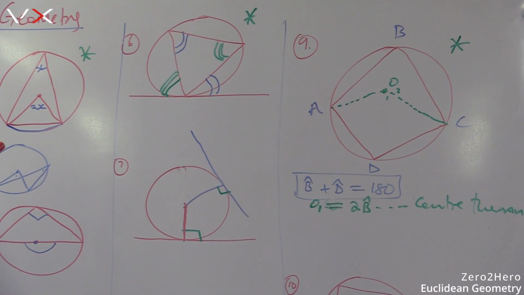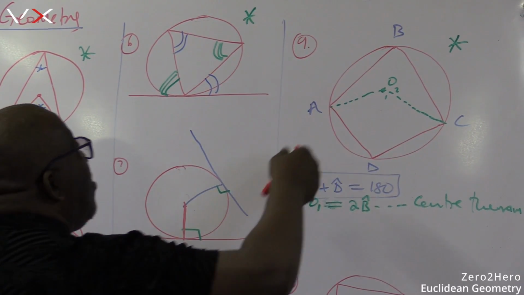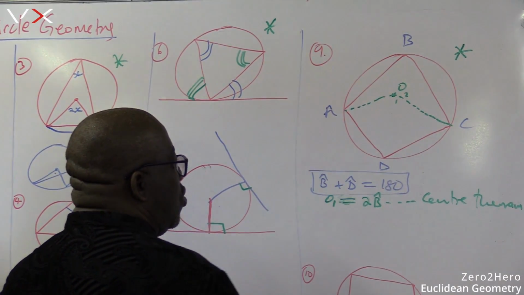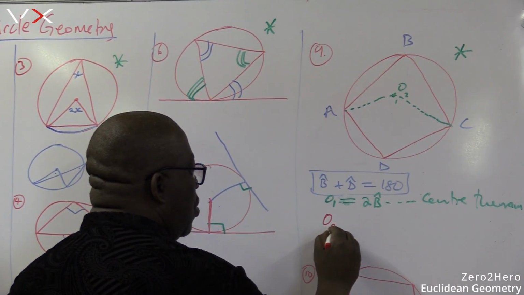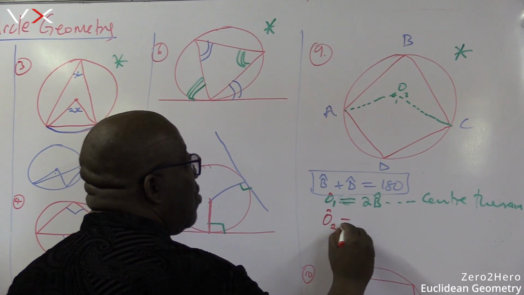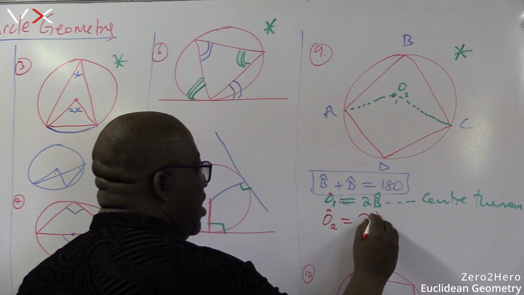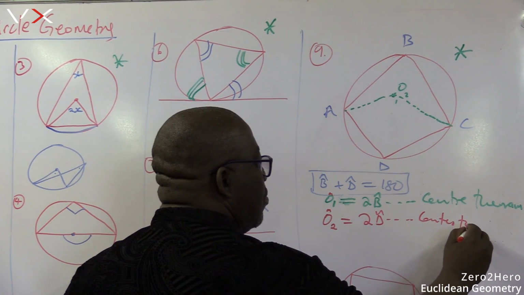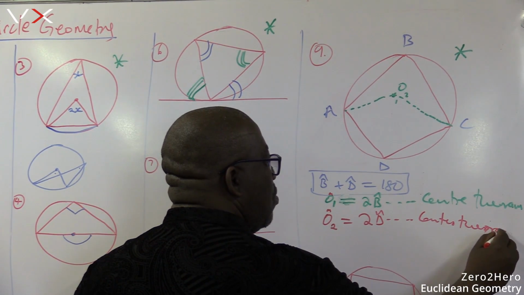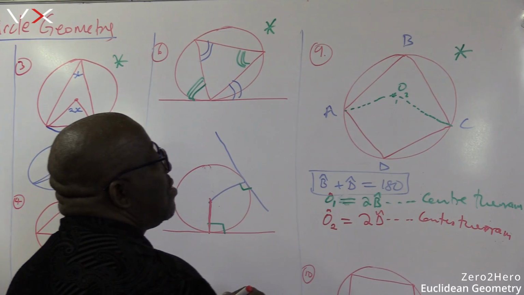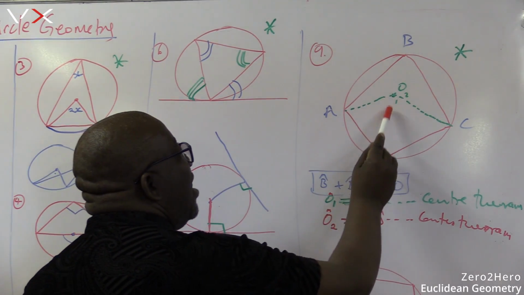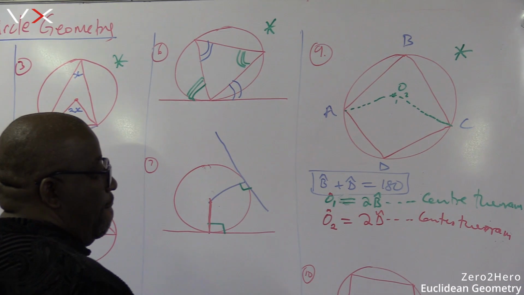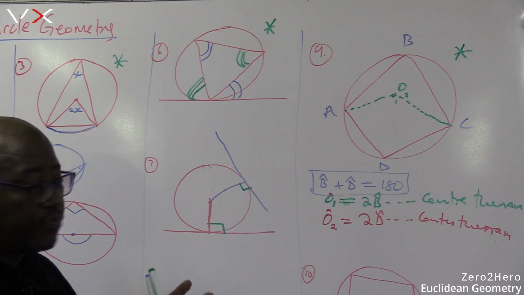In the very same way, we can say if I'm coming from this side, this is O2, it will be twice this one. So we can say angle O2 is equals to 2 angle D. Same thing, center theorem. Right? Angle O1 is twice that one, angle O2 is twice this one. All right, that's what we have.